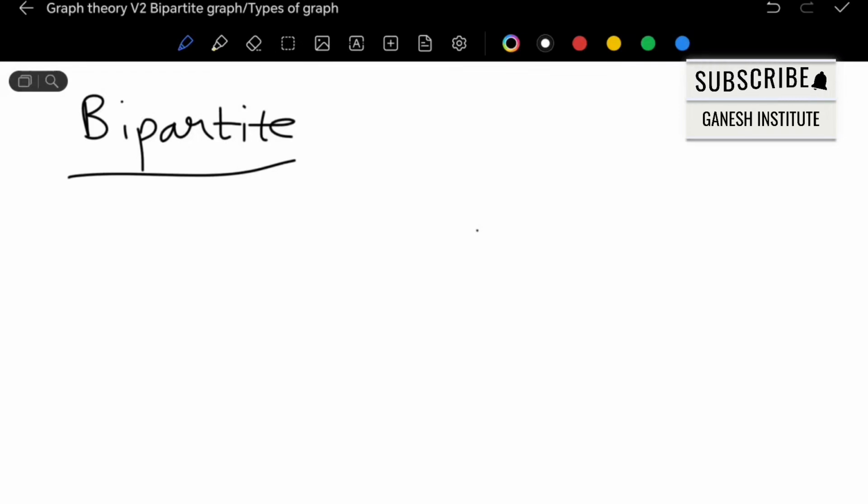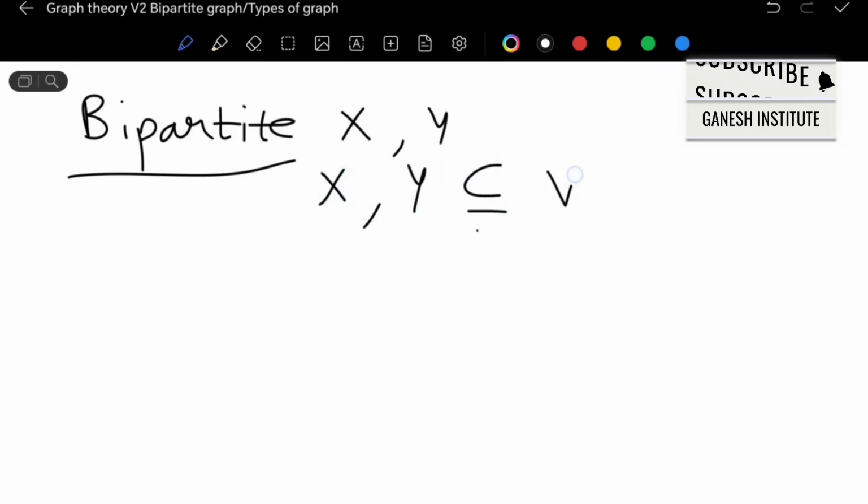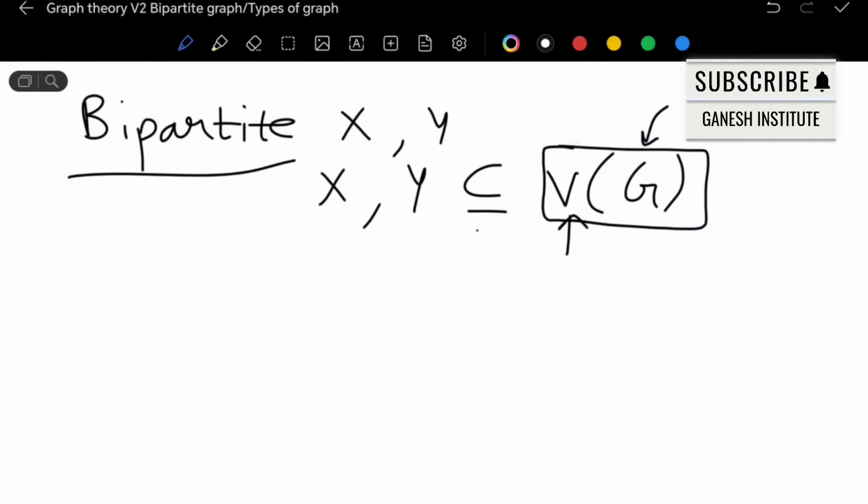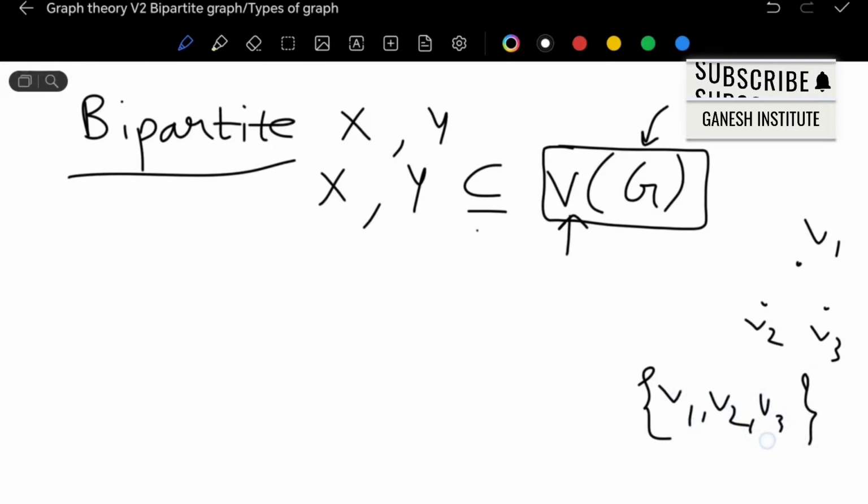So let's say there are two sets, X and Y, okay? These two sets are the subsets of a set having vertices only, okay? So there is a graph and a set of vertices is represented by VG. For example, if I'm having this graph having vertices V1, V2, V3, and if I create a set out of these three, so V1, V2, V3 will be our set of vertices, VG. So let's say I'm having two other sets, but these are the subsets of this vertices set, okay?